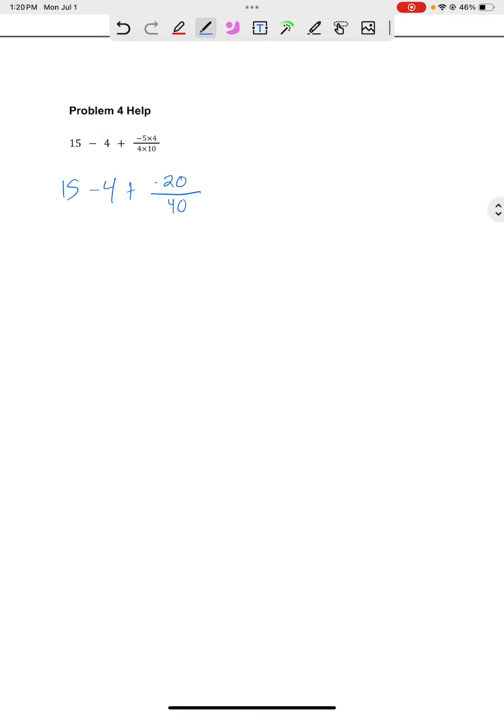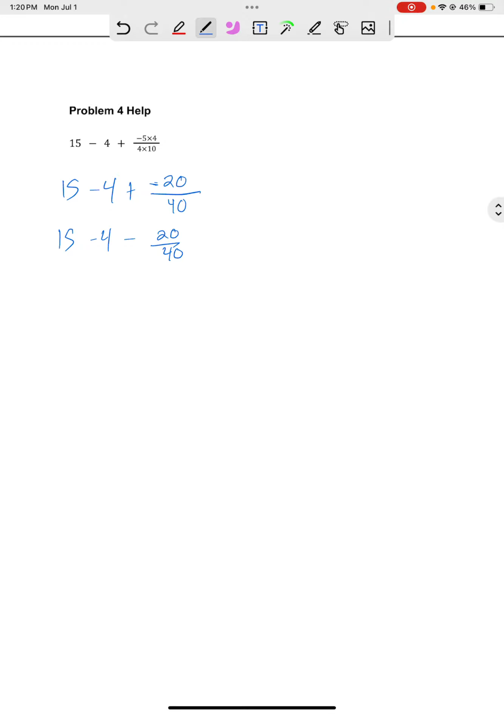Okay, so now what do I have? I have 15 minus 4. And at this point, it's helpful to remember that if I'm doing plus a fraction that has a negative in either the numerator or the denominator, then that is the same thing as just subtracting that fraction. That negative sign comes out because it's just the negative of the numerator. So what is this then? It's 15 minus 4 minus 20 over 40.